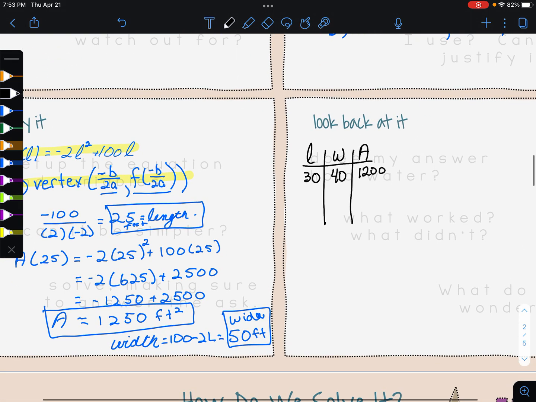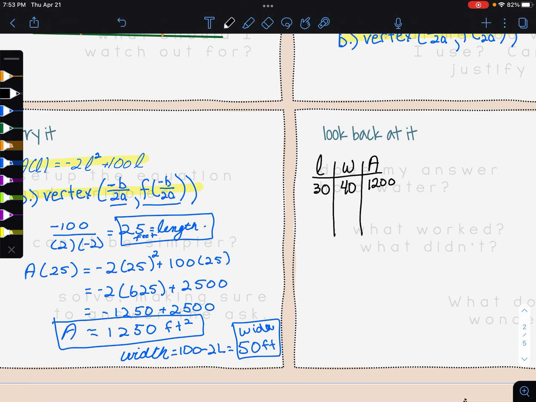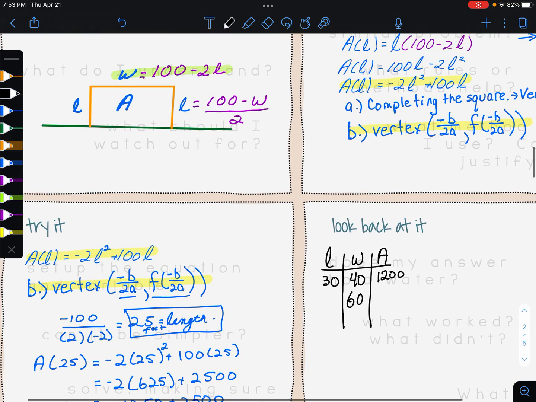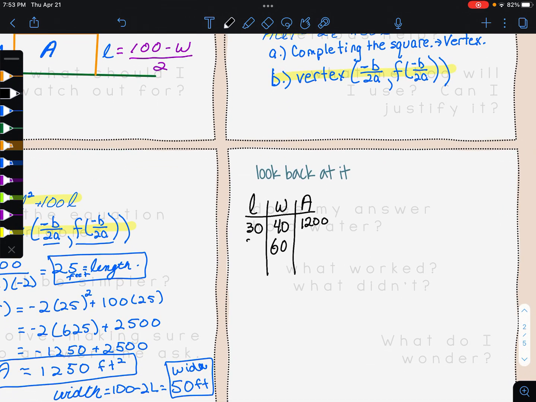What if I go the other direction? What if I increase the width? So the width is 50. Let's make the width 60. And then that would leave us 40, so that would make the length 20. And again, that gets us to 1,200. So I'm feeling pretty good that this holds water. And I feel really good about my answer.